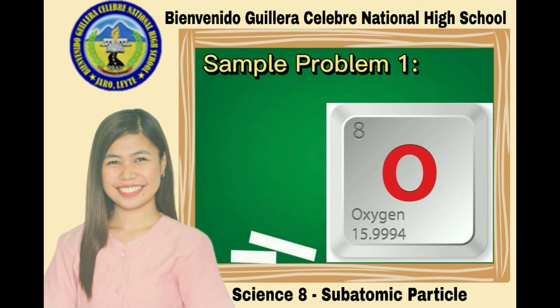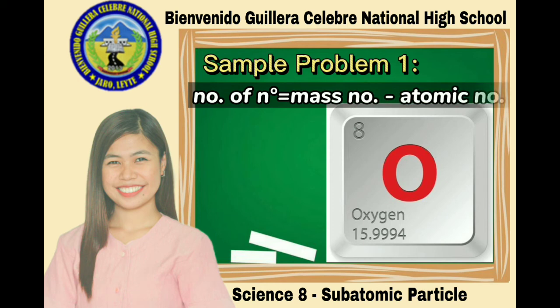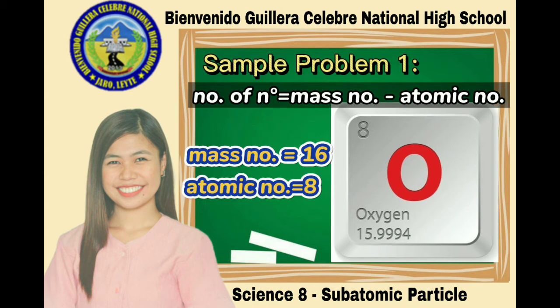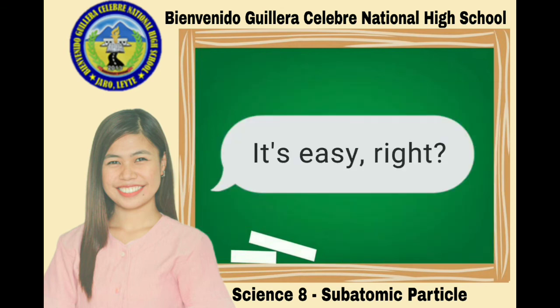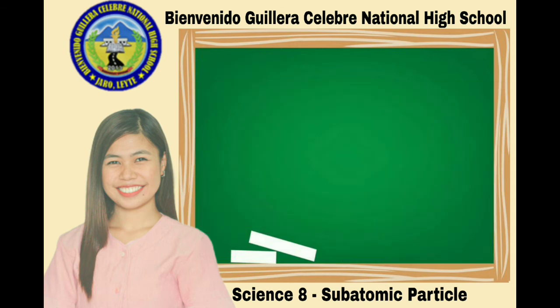Well, the formula in finding the number of neutrons is number of neutrons is equal to mass number minus atomic number. So, if we have a mass number of 16 and an atomic number of 8, 16 minus 8 is 8. Therefore, the number of neutrons is 8. Did you also get the correct answer? It's easy, right? Let's have more examples.